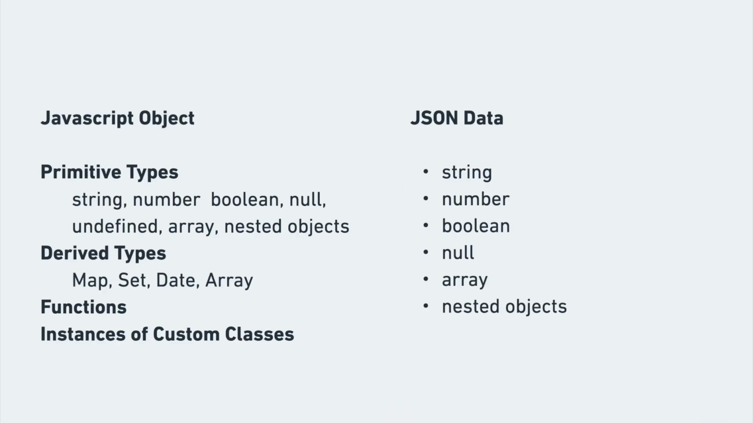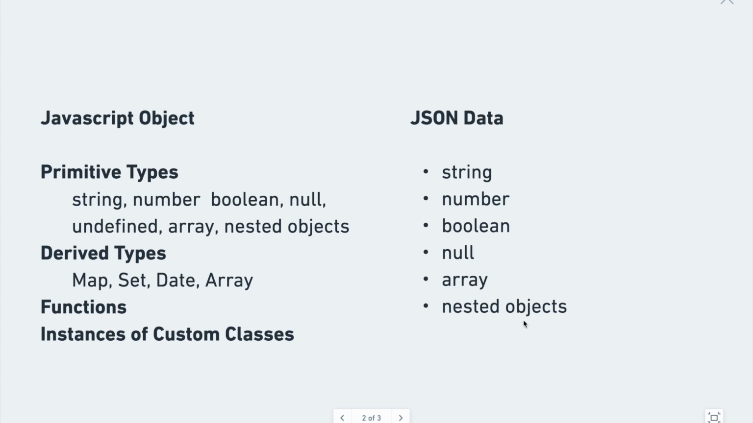They have always been around forever. So JavaScript objects can contain values of any types, from primitive types like string, number, boolean, null, undefined, array, nested objects, to derived types like map, set, date, array. They can even contain functions and instances of custom classes that we define. So we will take a look at that.